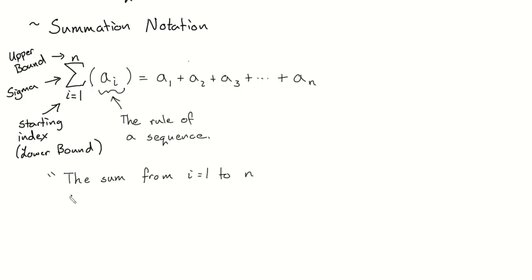N of what sequence did we, in this example, use as the argument of our sum? A sub I. Perfect. This is the sum from I equals 1 to n of a sub I. Okay, that is hard to think about, hard to do. Anybody look at this and go, oh my gosh, this is a terrible idea for me to be in this class right now?